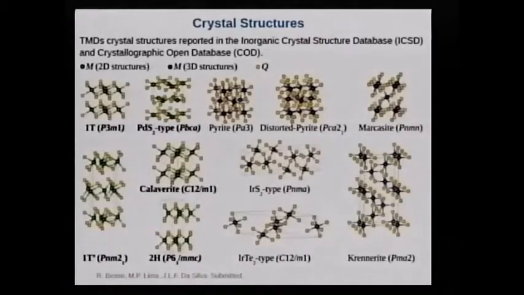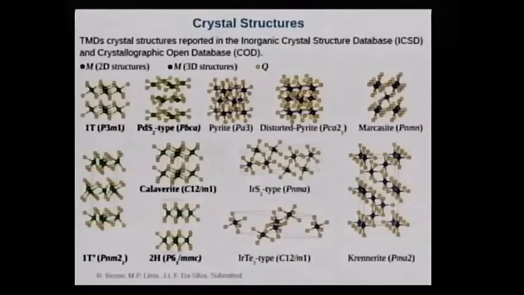As I mentioned before, there's a lot of diversity in the crystal structures that can be obtained in transition metal dichalcogenides. The crystal structures that we have selected in this study are the ones that have been reported for transition metal dichalcogenides in two crystal structure databases. These are experimental results: the Inorganic Crystal Structure Database and the Crystallography Open Database.